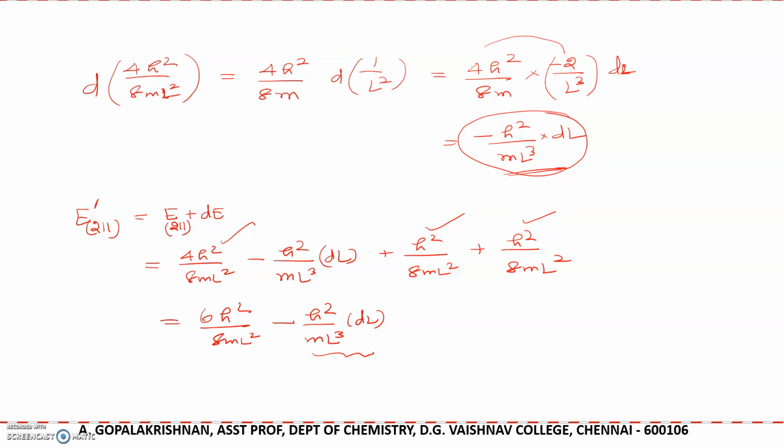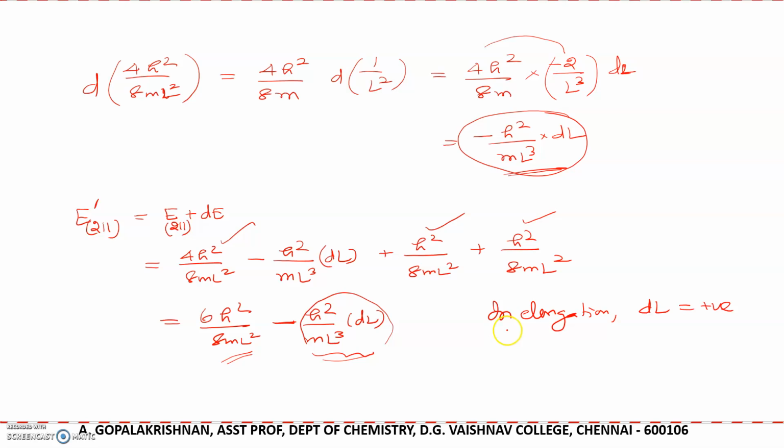Now if you observe this carefully, in elongation the dL will be positive. If dL is positive, see here we have a negative sign, so positive into negative becomes negative. That means we have to subtract this much energy from the original value. So if you subtract, what will happen? The new energy of the system will decrease. So this clearly shows that due to elongation, the energy of the system decreases.